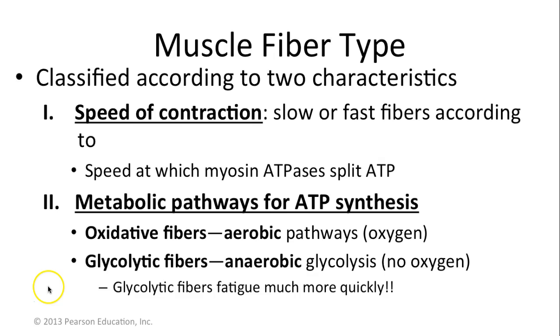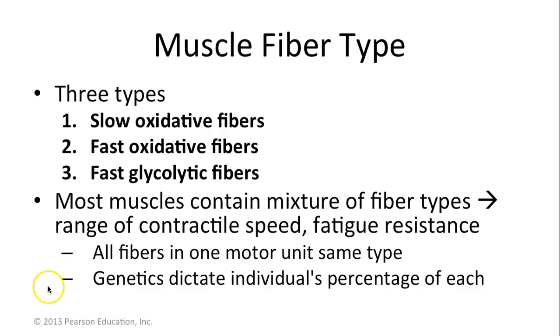Glycolytic fibers, glycolytic refers to glycolysis, and glycolysis does not require oxygen. All right, so in these fibers you're not going to see as much myoglobin, and they don't need oxygen as much. They're going to be your fast twitch, and they're going to run out of energy because they can't create nearly as much ATP as the oxidative. They fatigue a lot more quickly. Right? So there's a total of 3 types. You have slow oxidative, fast oxidative, and fast glycolytic.